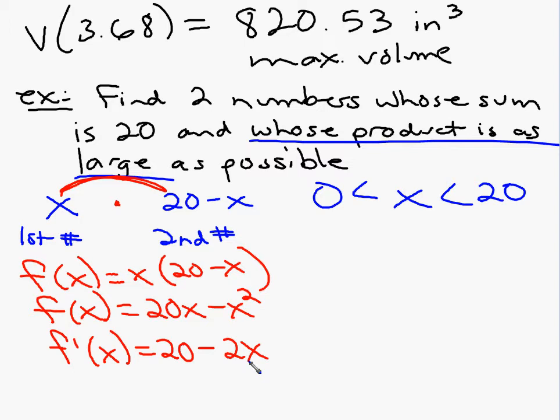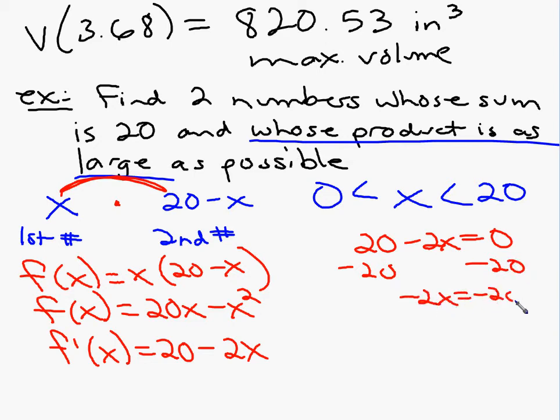F prime of x equals 20 minus 2x, there's my derivative. What do I do now? Set it equal to 0. So we're going to set 20 minus 2x equal to 0. Subtract 20, negative 2x equals negative 20. X equals 10. Does that fit in my domain? Heck yeah, it does. That fits in my domain.